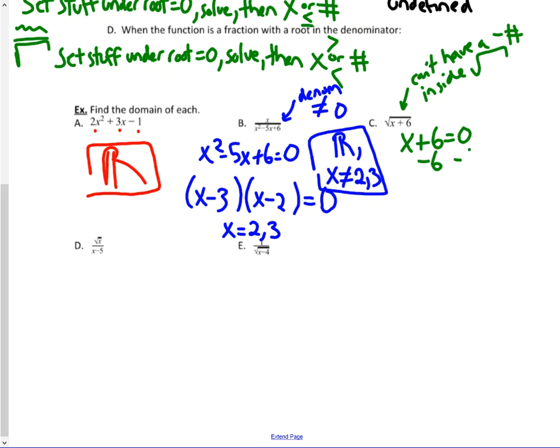So this expression, x plus 6 is equal to 0. Let's see. When x is equal to negative 6, everything inside the root is equal to 0. So now we have to determine, does x have to be greater than or equal to negative 6 or less than or equal to negative 6? Questions, questions, questions.